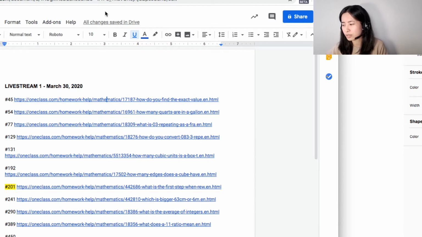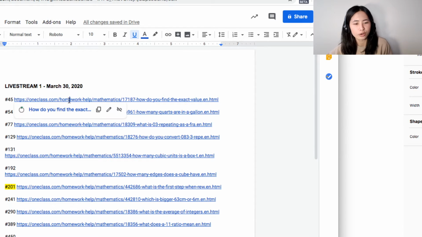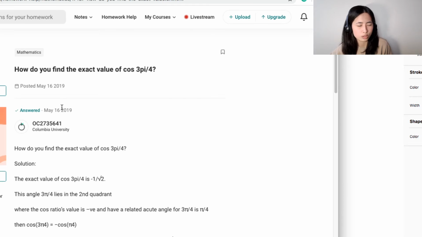Okay, great. So for number 45, I'm going over the most popular question until we get to the least popular question in that sense. So here's the first question. It says, how do you find the exact value of cosine 3 pi over 4?